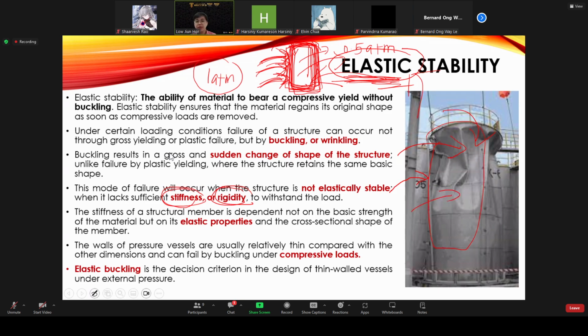So in this case, the higher the stiffness, the stronger the pressure vessel is in order to withstand the external pressure outside the pressure vessel. So in this case, it can avoid buckling.